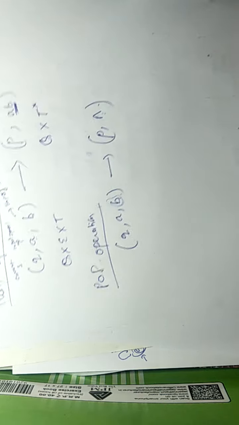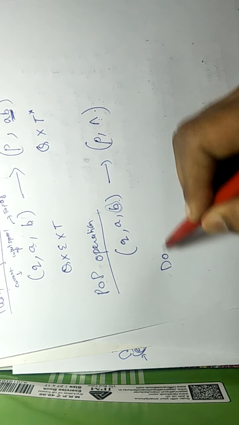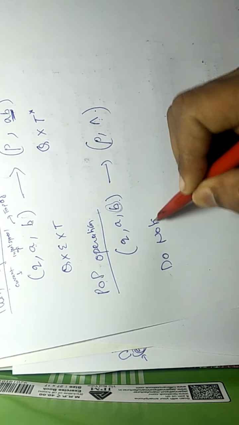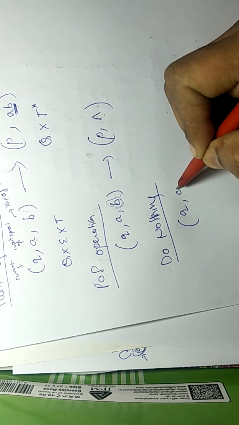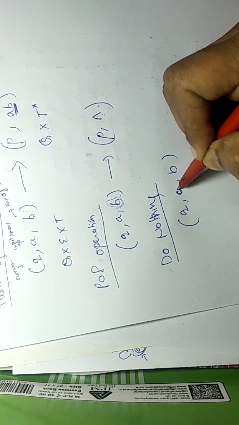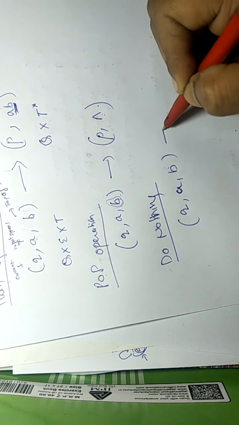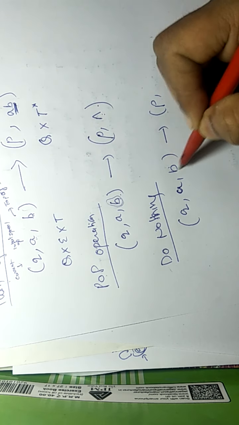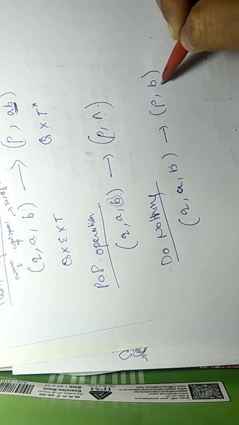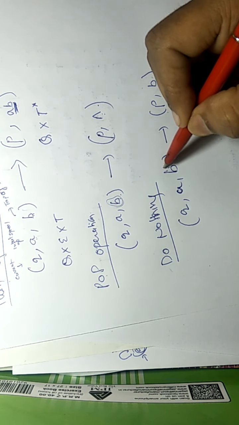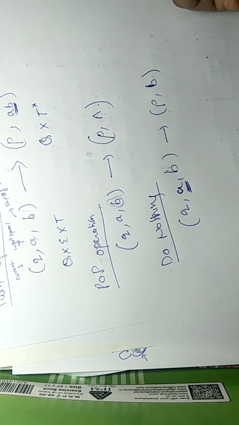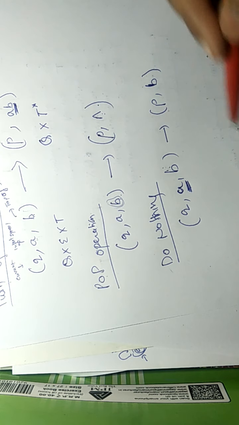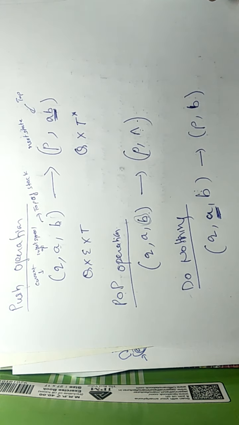And the third operation is also there, that is known as do nothing. Do nothing means do nothing. We have input a, and b is the top of the stack. We move to some state p, and we didn't change the top. It was b earlier, it is the same here. We just read the input and did nothing, neither pop nor push. So these are the three operations on the stack.